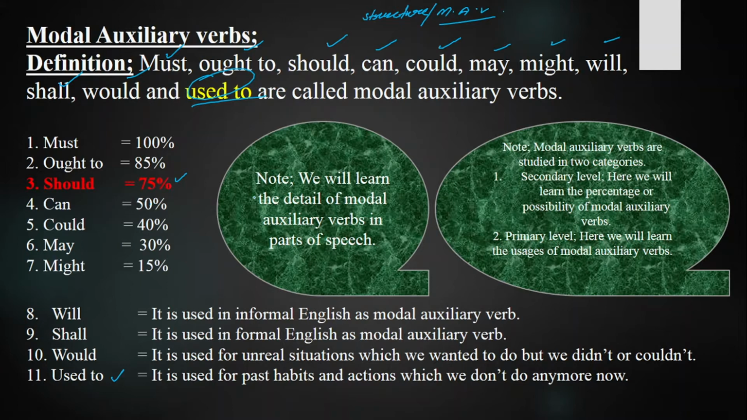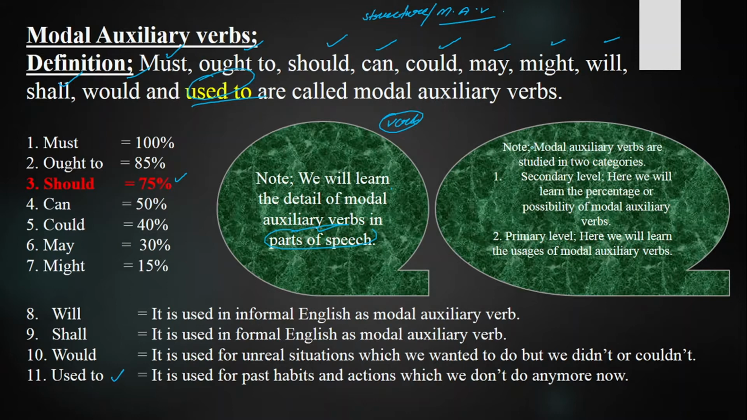One note is there, this we will discuss. We will learn the detail of modal auxiliary verbs in parts of speech. When we start parts of speech in verb, verb has got some 20 or 20 plus kinds. One of them is known as the auxiliary verbs. Then auxiliary verbs have got some 4 kinds. In 4 kinds, one of them is called the modal auxiliary verbs. So when we start there, we will be learning the detail of them.